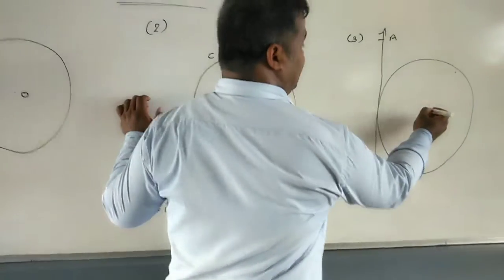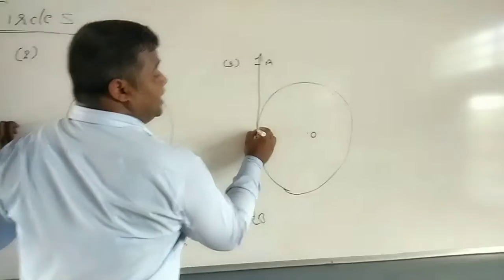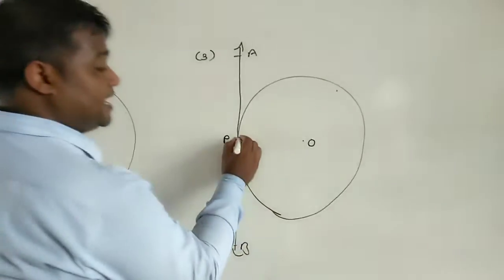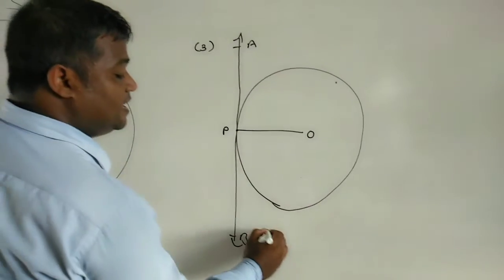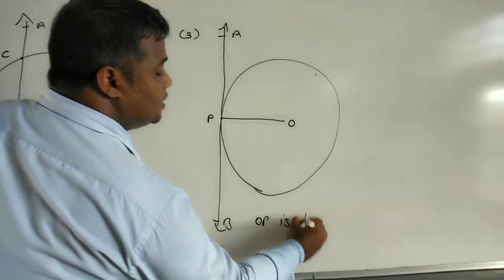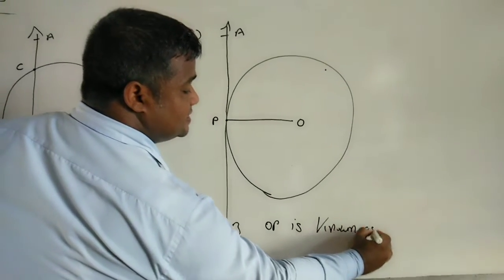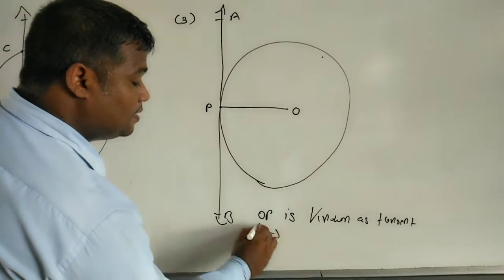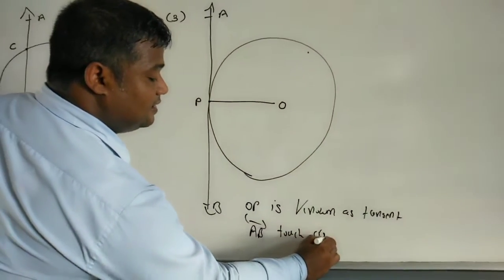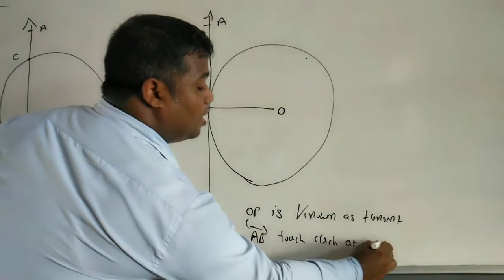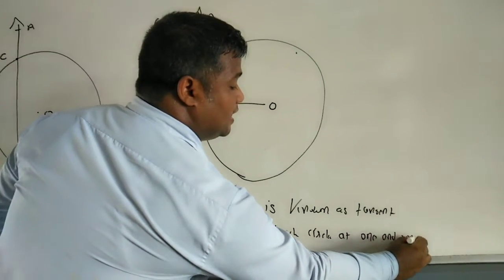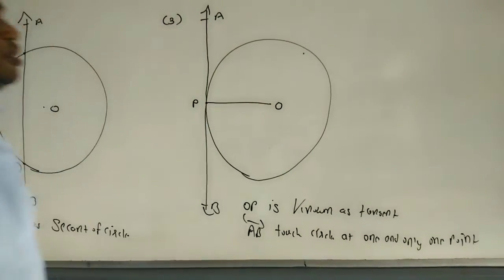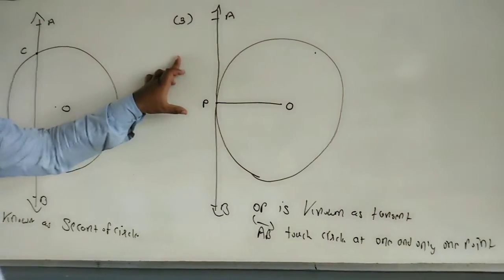Here, in the third condition, with the center O, the line touches only and only one point of the circle. That is known as the tangent. OP is known as a tangent because this line AB touches the circle at one and only one point. That is known as the tangent of a circle.